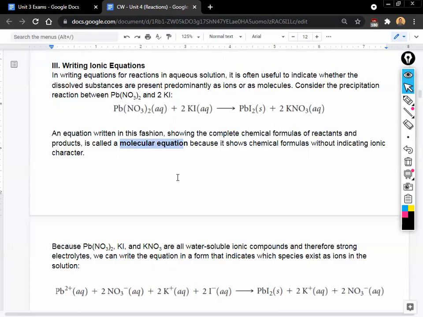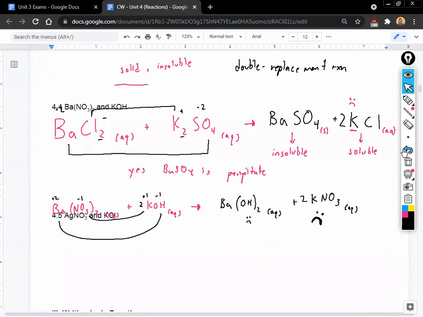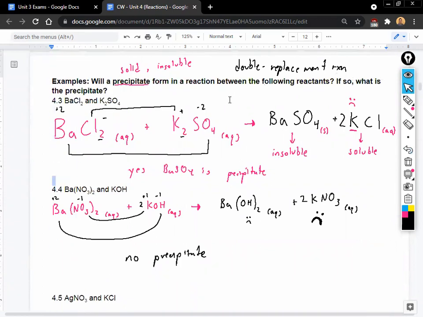But if you notice in the reaction we just looked at, if I go up to earlier, which one was it? Oh, this one right here, with barium nitrate and potassium hydroxide. If you notice, neither of them formed a solid. They all stayed aqueous. They all stayed dissolved in water.